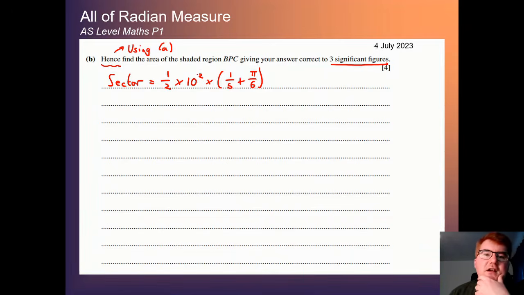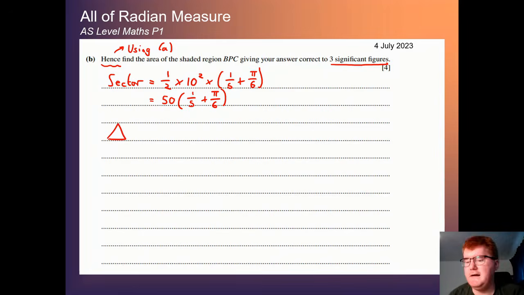So 10 squared is 100, and 100 divided by 2 is 50. So again, we can write it like so. We could even multiply through as well, but I'll leave it like this for the time being. I think that is fine. Now we need to focus on the triangle.